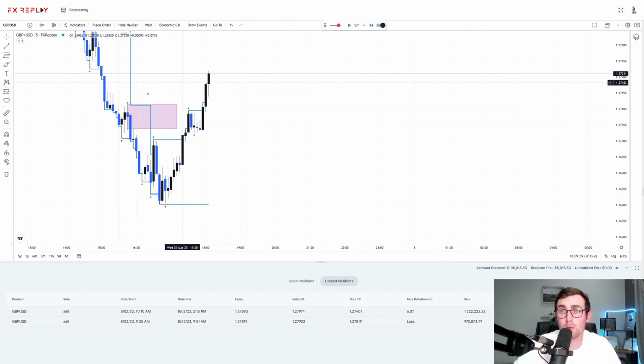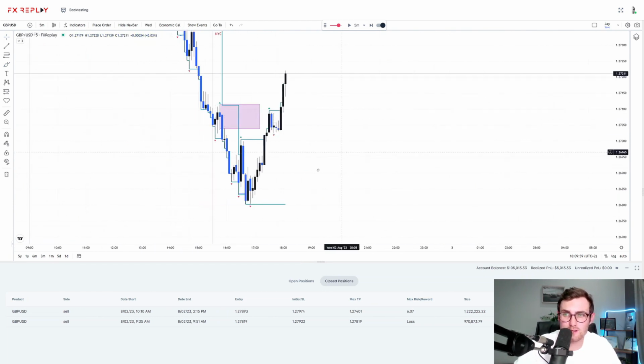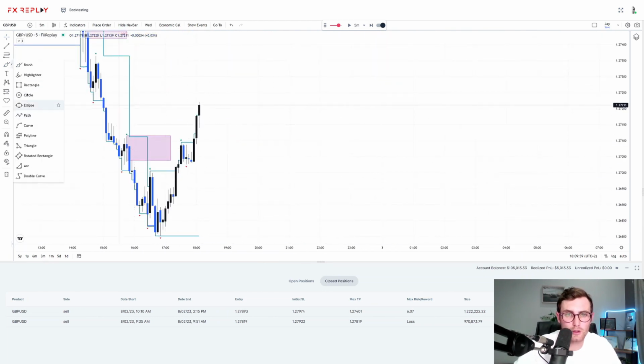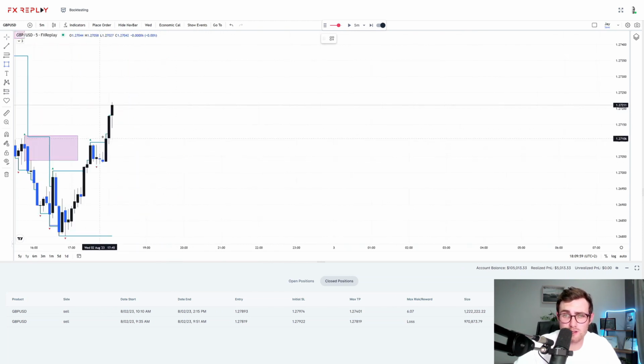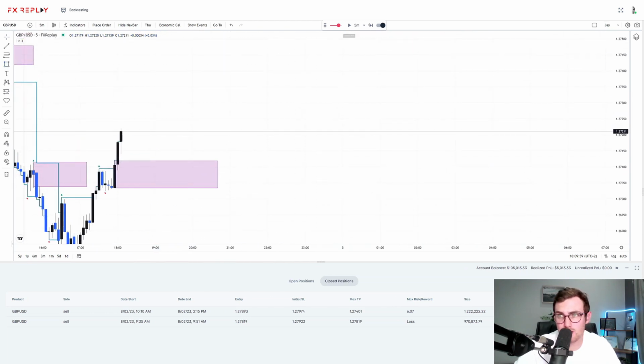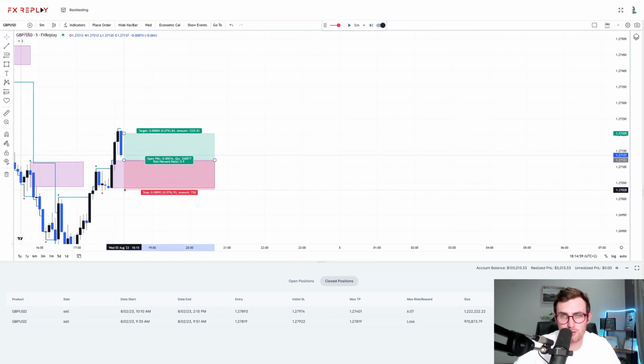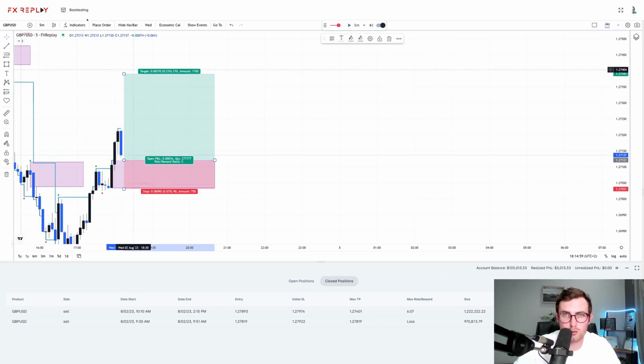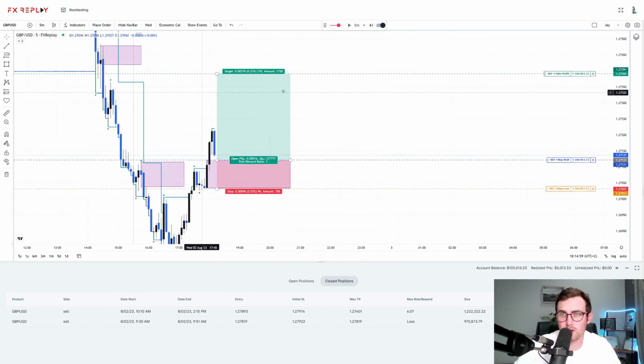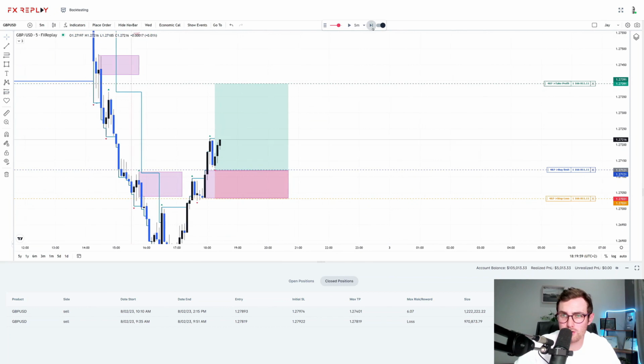Okay, so this is what we wanted to see. Price has now taken out this area of demand. We have price has now taken out this area of supply. We have a valid demand zone over here. So if we get that pullback into this demand, valid to look for longs. We'll just target a 1 to 3 for risk management purposes. Haven't really got a target over here, so I'm just targeting 1 to 3.